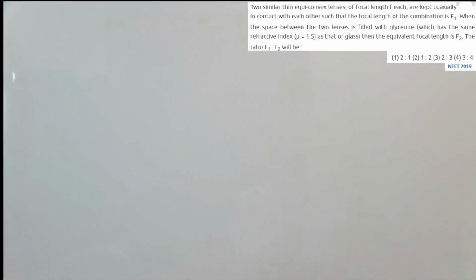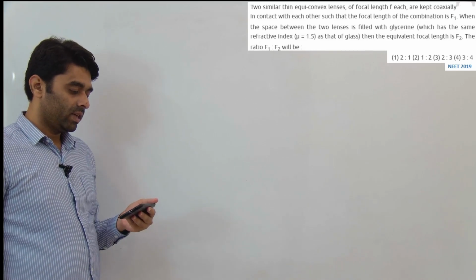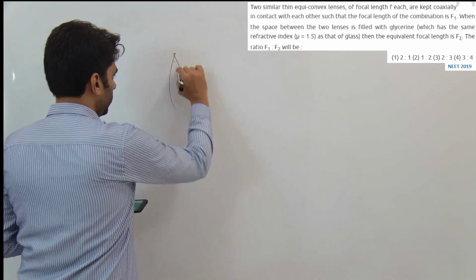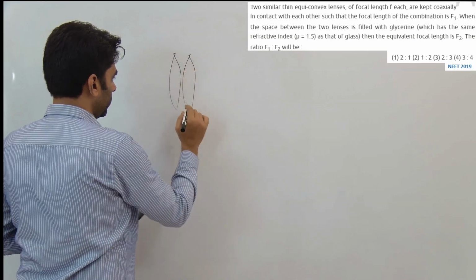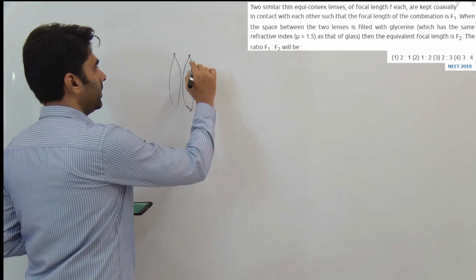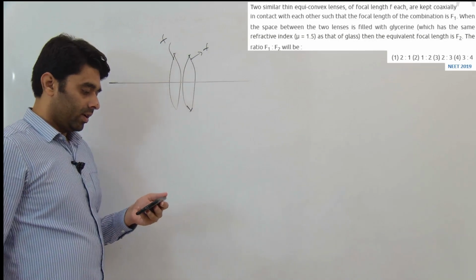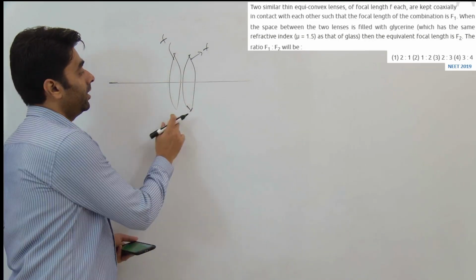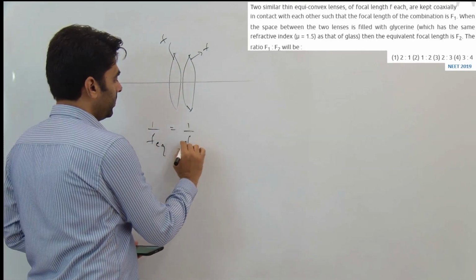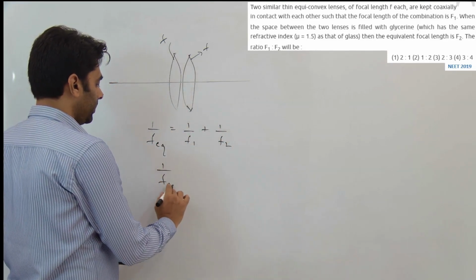Next question is given to us. Two similar thin equiconvex lenses of focal length f each are kept coaxially in contact with each other. Like this is the situation, right? This is also f, this is also f. It says such that the focal length of the combination is f1. What do we know? 1 by f equivalent is equals to 1 by f1 plus 1 by f2. So 1 by f equivalent is equals to 1 by f1.